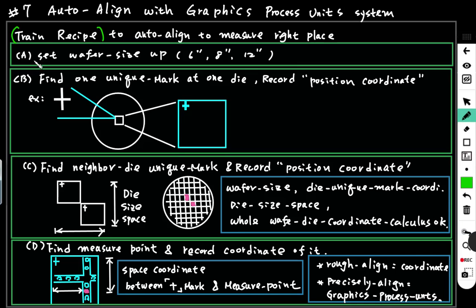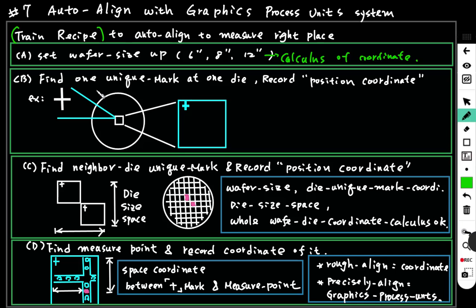At first, step A, we set the wafer size, 6 or 8 or 12 inch, for the calculus of coordinate. Now set up the wafer size. Now we are going to set the die position.